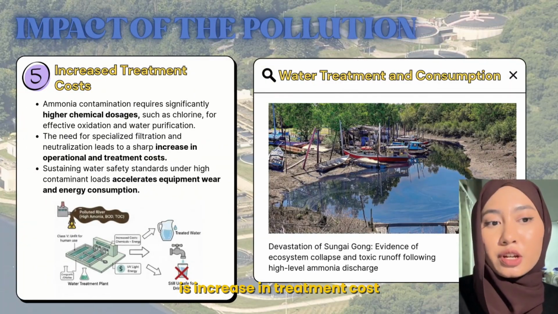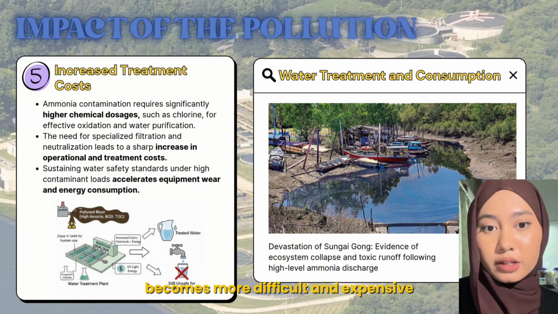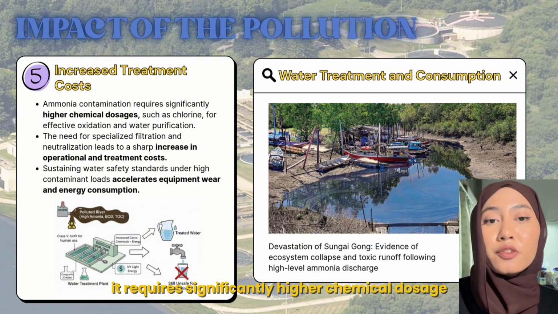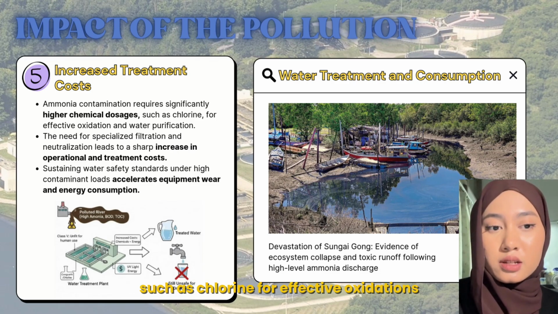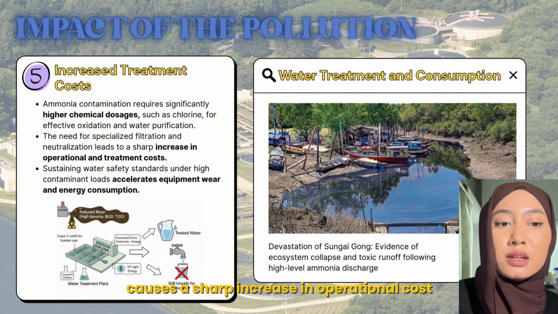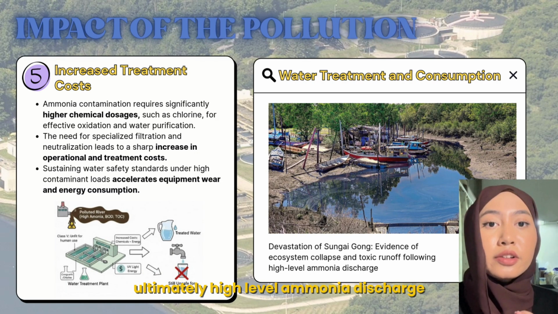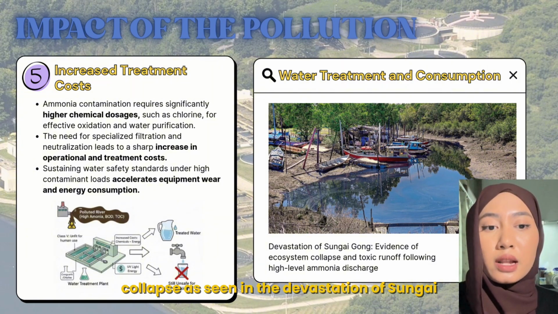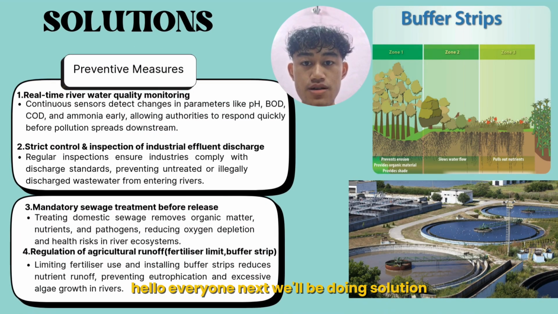Finally, is the increase in treatment costs. Ammonia contamination makes water purification more difficult and expensive. It requires significantly higher chemical dosage, such as chlorine for effective oxidation. The need for specialized filtration and neutralization causes a sharp increase in operational costs, while high contaminant loads accelerate equipment wear and energy consumption. Ultimately, high-level ammonia discharge led to total ecosystem collapse, as seen in the devastation of Sungai Gong.